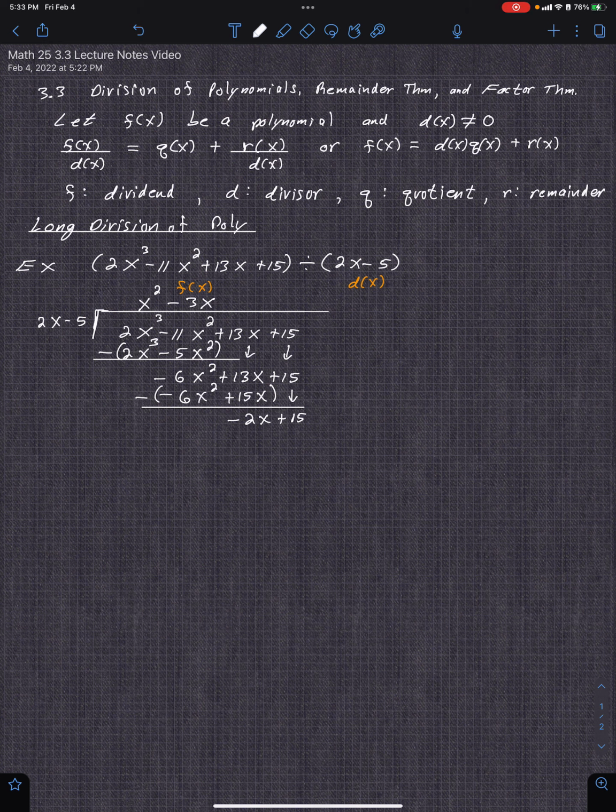And we have one more value to go, because that'll match, so it's just going to be a constant. So what times 2 is negative 2? And then it's an x, so it's just negative 1. So it's negative 2x plus 5. And then we subtract. And so you get 0, and then 15 minus 5 is 10. All right, so this is your r of x. That's your remainder.